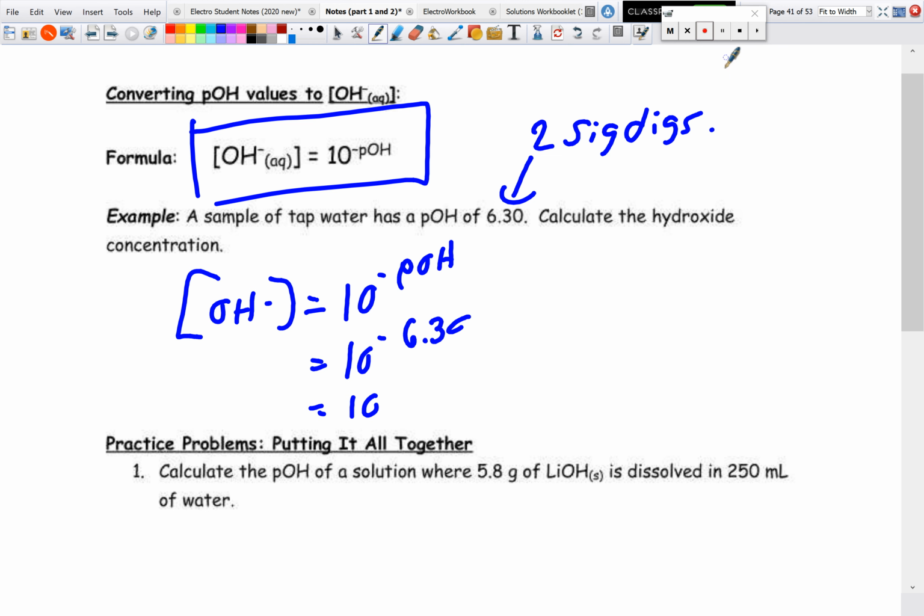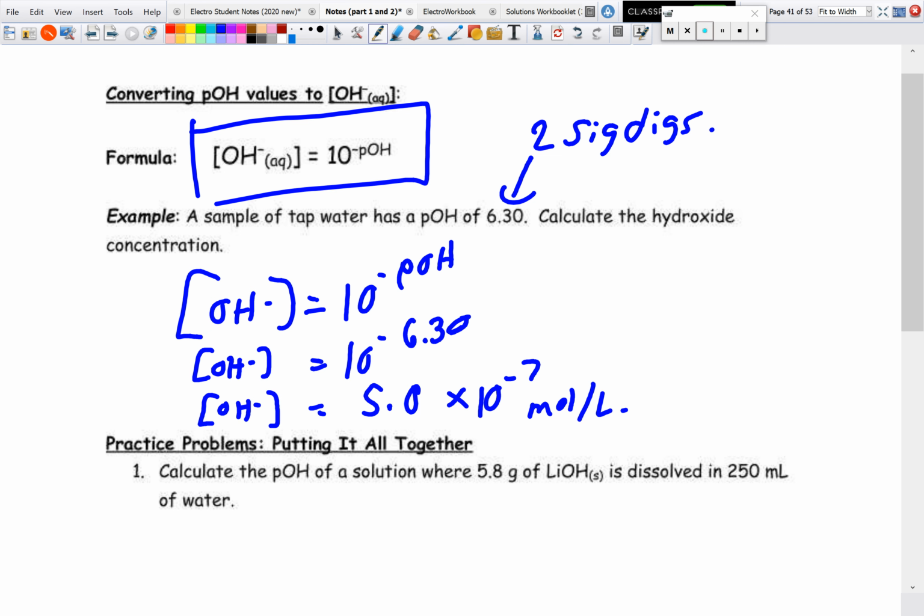And we should get an answer of 5.0 times 10 to the negative 7 moles per liter, and that, of course, is 2 significant digits. Now, make sure you put these numbers into your calculator just to make sure that you're getting these values, so you can fully use this log function, so the pH and the pOH and everything like that.